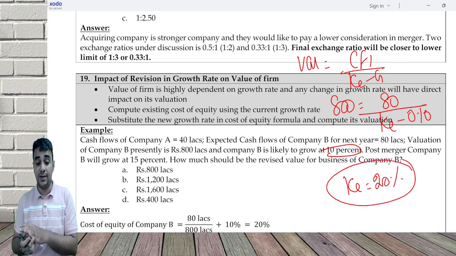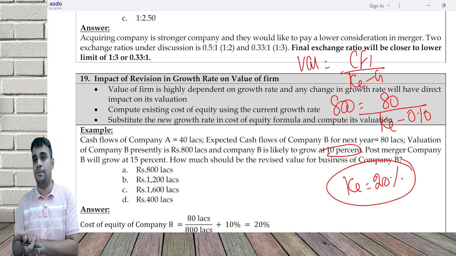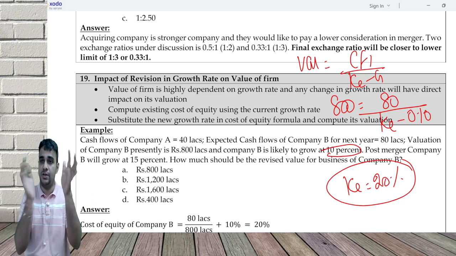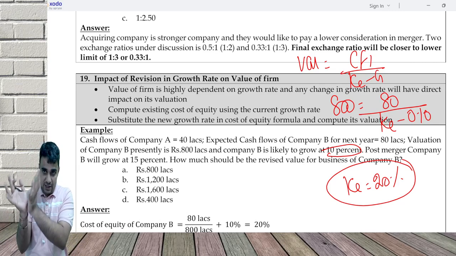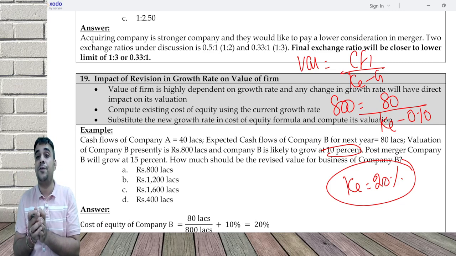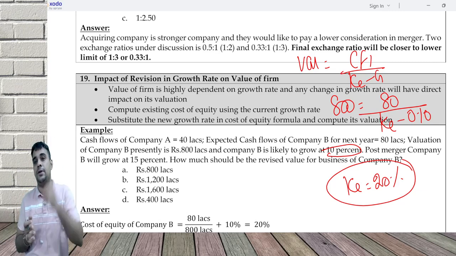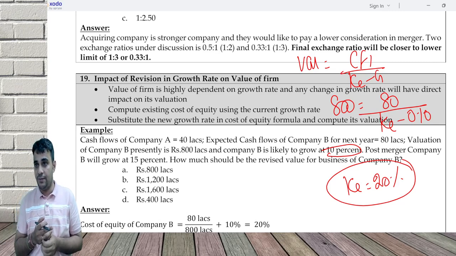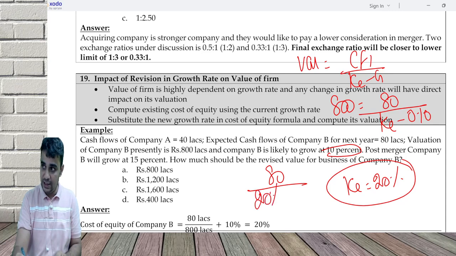But now the benefit is they are saying post merger company B will grow at 15%. That is, there could be two businesses, business A and business B, merged together. But this business will grow at 15%. If that happens, my valuation will go up significantly. How will it go up? It is going to be 80 divided by KE, which remains 20%, minus 15%.